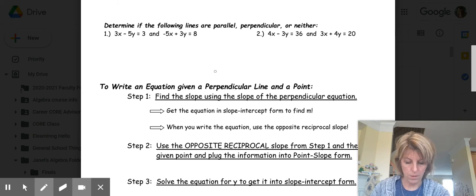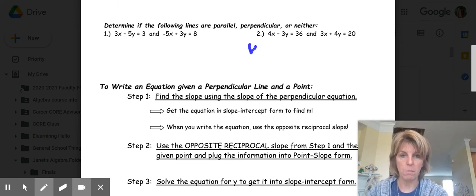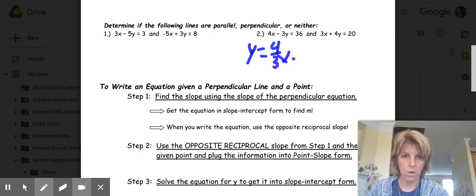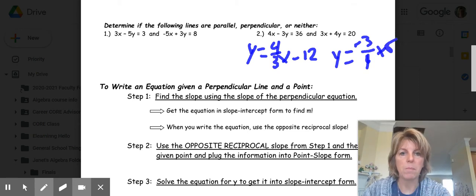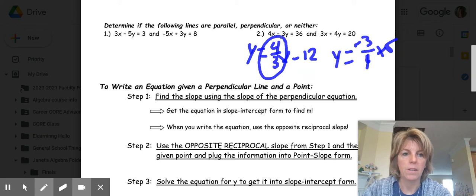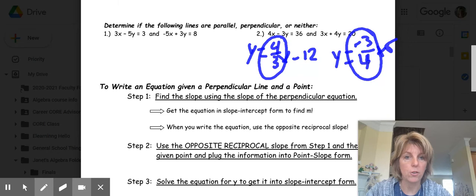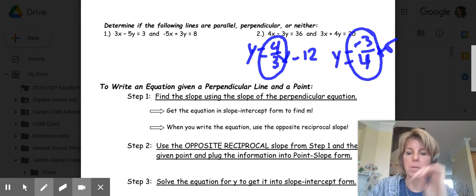All right. You should have paused the video. What I got when I solved the first one became y equals 4/3 x minus 12. And this one became y equals negative 3/4 x plus 5. That's what I got when I solved both of those. So if I look at my slopes, I have 4/3 for this one, negative 3/4 for that one. So they are reciprocals and they are opposite. So those two lines are perpendicular to each other. See how that works? Just solve both for y, get them both in slope-intercept form. Then you can see the slopes and compare them and see what's going on.